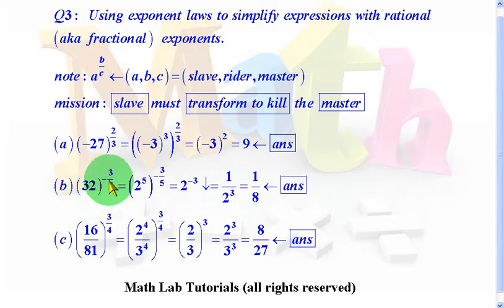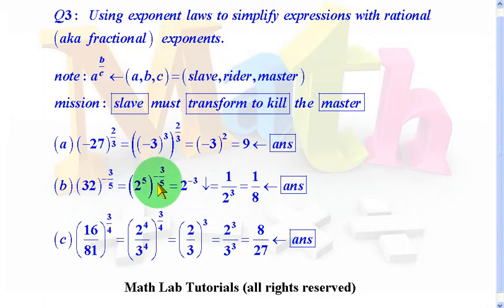We have 32 to the power minus 3/5. We identified 32 as the base, but we also called it the slave. And we identify the minus 3 as the rider. And we identify the 5 as the master. The master talks to the slave. The slave answers as 2 to the power 5. And then you multiply the exponents together and you get 5 dot negative 3/5.